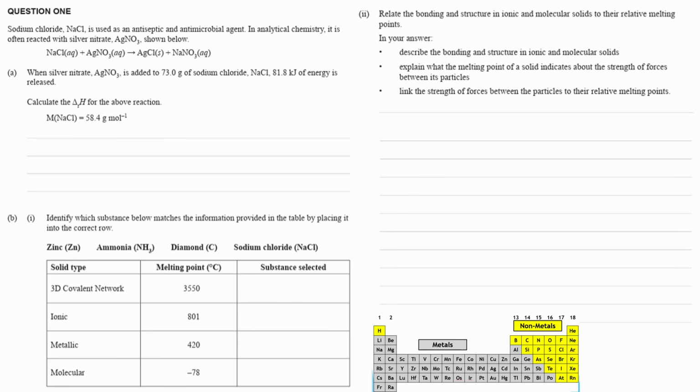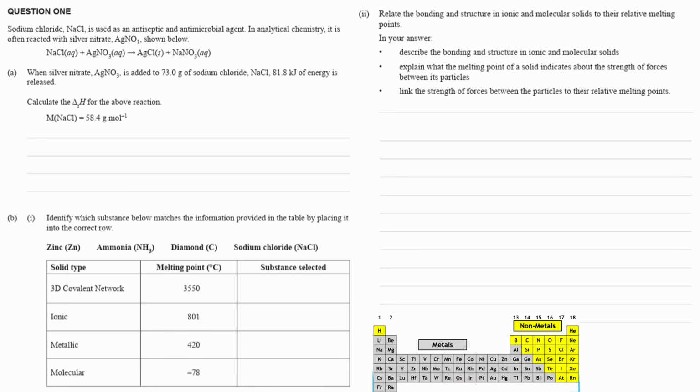However, we do need to use this equation here, and we're going to use the next wee part to unpack. So we've got this equation shown that is sodium chloride plus silver nitrate goes to silver chloride plus sodium nitrate. Now, when silver nitrate, that's AgNO3, is added to 73 grams of sodium chloride, notice they've given us the mass for sodium chloride. That's important. 81.8 kilojoules of energy is released.